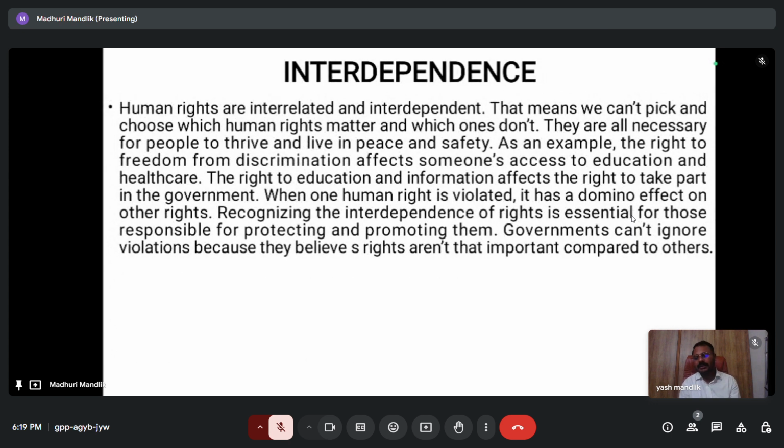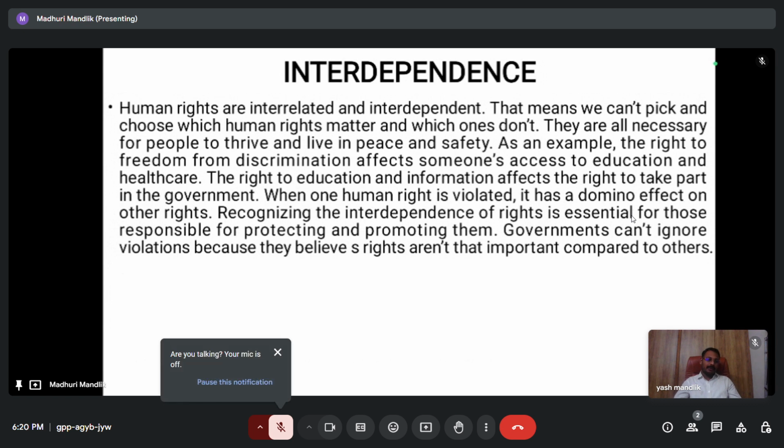Next is interdependence. Rights are interrelated and interdependent. That means we can't pick and choose which human rights matter and which ones don't. They are all necessary for people to thrive and live in peace and safety. As explained, the right to freedom from discrimination affects someone's access to education and healthcare. The right to education and information affects the right to take part in government. When one human right is violated, it has a domino effect on other rights. Recognition of the interdependence of rights is essential for those responsible for protecting and promoting them. Governments cannot ignore violations because they believe some rights aren't that important compared to others.